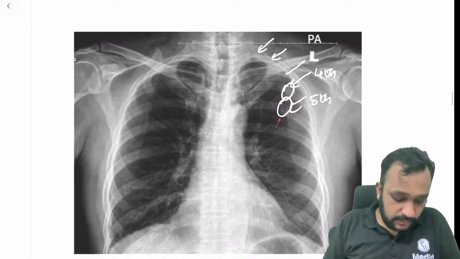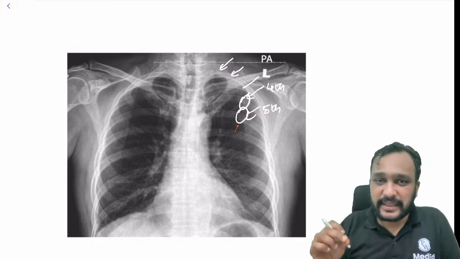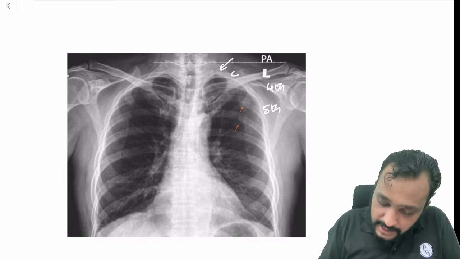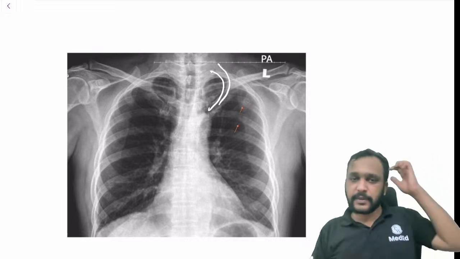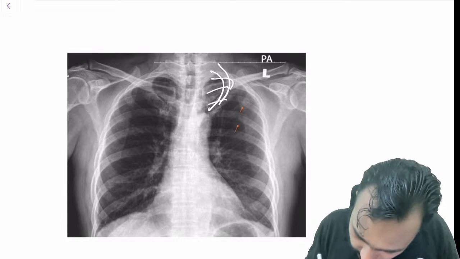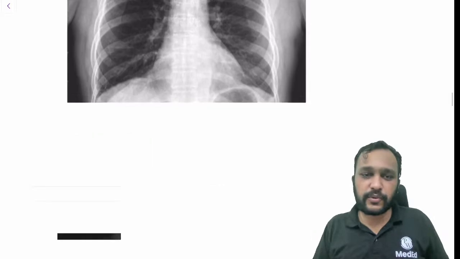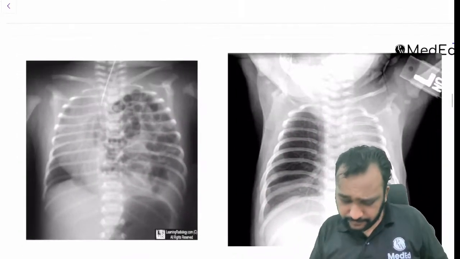So guys, you should know how to identify the ribs. Okay, so start counting posteriorly from the first rib. So this is the first rib, this is the second, third, fourth and fifth, right? So in the fourth and the fifth rib you are going to see that there is a fracture, right?